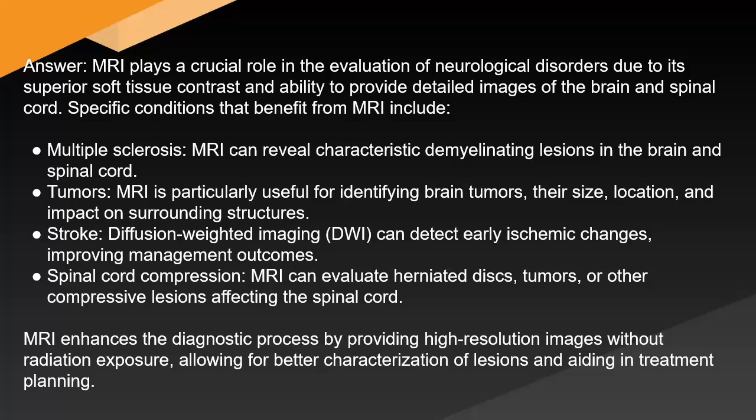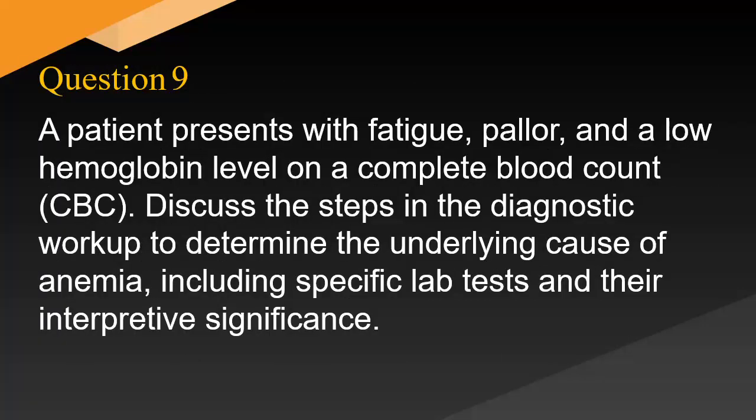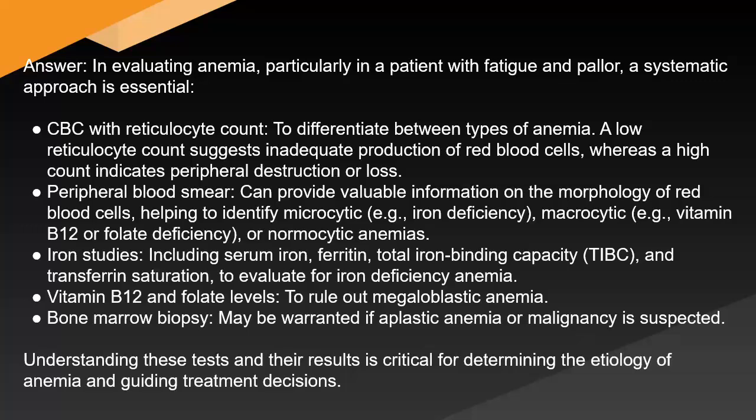in treatment planning. A patient presents with fatigue, pallor, and a low hemoglobin level on a complete blood count (CBC). Discuss the steps in the diagnostic workup to determine the underlying cause of anemia, including specific lab tests and their interpretive significance. Answer. In evaluating anemia, particularly in a patient with fatigue and pallor, a systematic approach is essential. CBC with reticulocyte count. To differentiate between types of anemia, a low reticulocyte count suggests inadequate production of red blood cells, whereas a high count indicates peripheral destruction or loss.